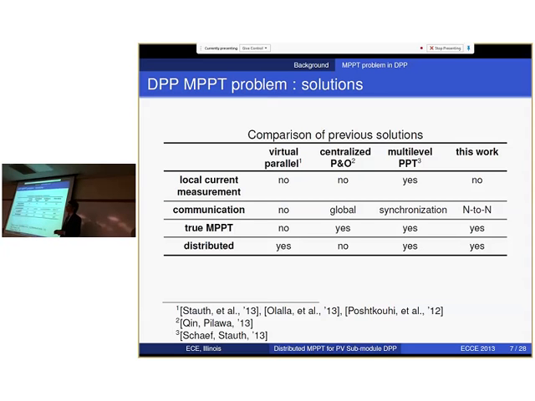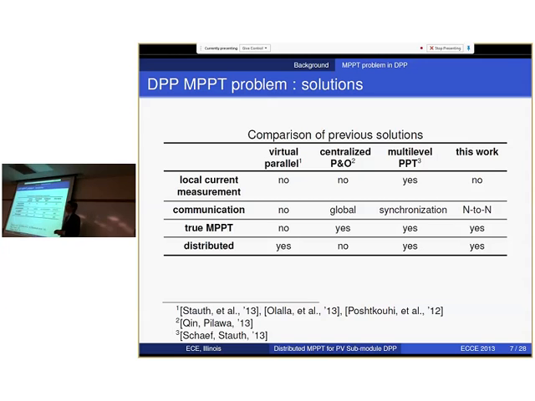And then comes the centralized perturb and observe method, which means the DPP converters actually take turns to perturb their duty ratio and observe the change in the string voltage. And this is done through a centralized communication and a central controller. In this case, again, we don't have any local current measurement, but it requires global communication, which is prone to single point failure. So it's also not ideal.